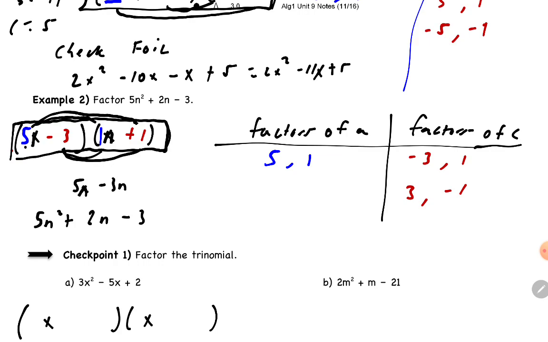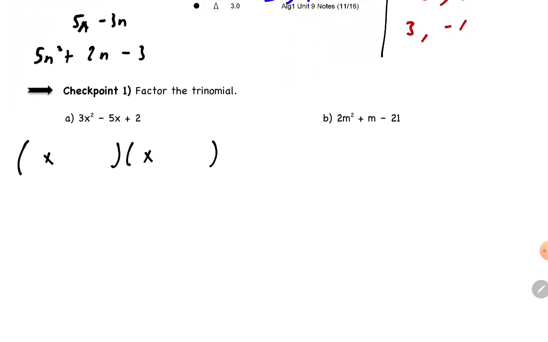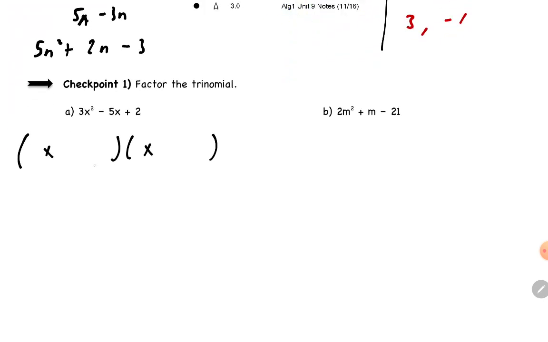Let's just say those are n's. Okay, so these are x's. So factors of a go here. Factors of a go here. 3 and 1. Okay, factors of c, we have 2 and 1, and negative 2 and negative 1. So most likely it's going to be a combination of negative 2 and negative 1, because we're going to add them up and get negative 5 here. So in this case, it's going to be minus 2, minus 1.